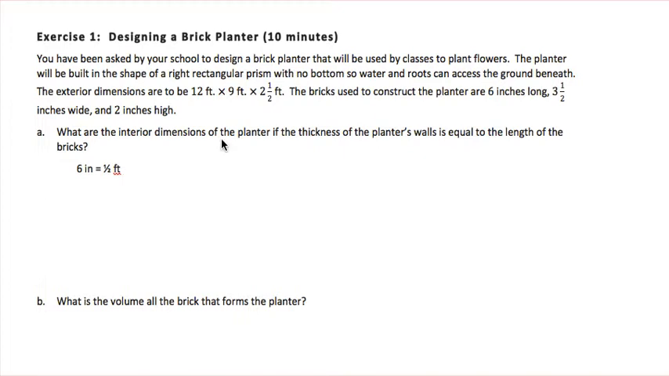So the interior dimensions of the planter, if the thickness of the planter's walls is equal to the length of the bricks. Our exterior dimensions are 12 feet. Okay, but then we have to account for the 1/2 foot on either side. That will be taken up by the bricks. So 1/2 foot on either side is 1 foot altogether. That means that we're going to have 11 on one side. On a second side, again, we'll have 1 foot taken off of that, so that side will be 8. And the 2.5 feet is how tall it is, so we won't worry about that yet. Actually, it has no bearing on it whatsoever, because there is no bottom. So the interior dimensions of the planter are 11 by 8.